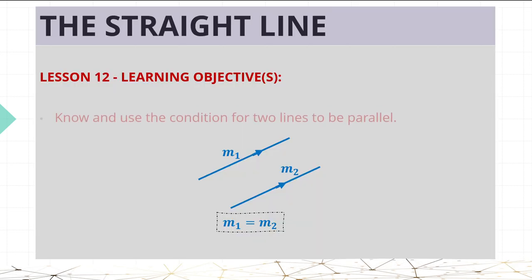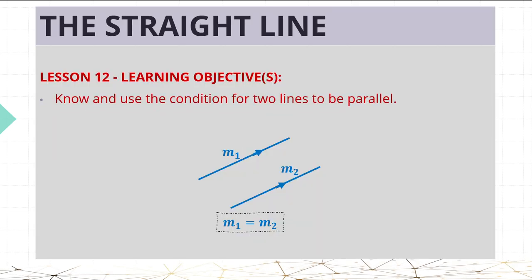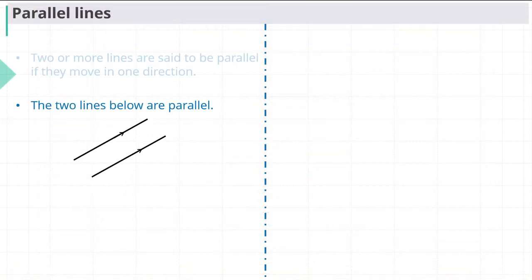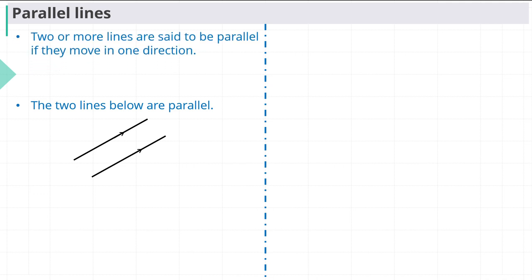We want to know and use the condition for two lines to be parallel. Parallel lines. Two or more lines are said to be parallel if they move in one direction. When these lines are extended, they do not meet.